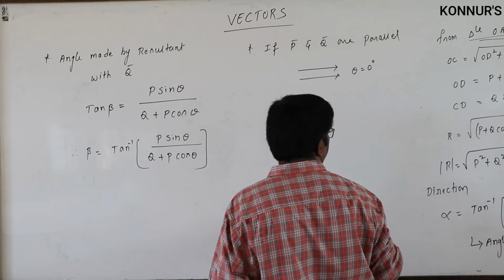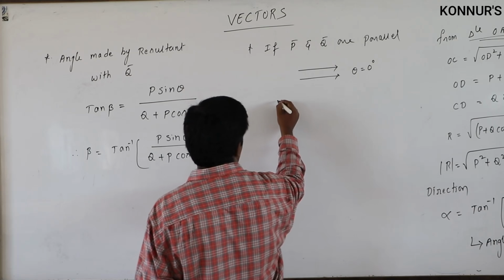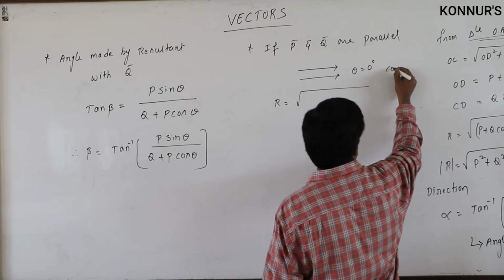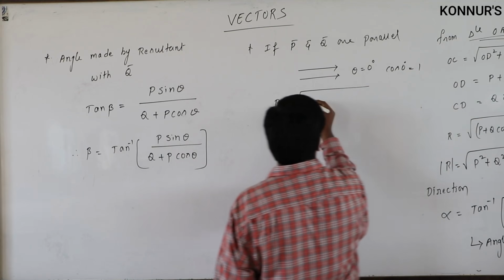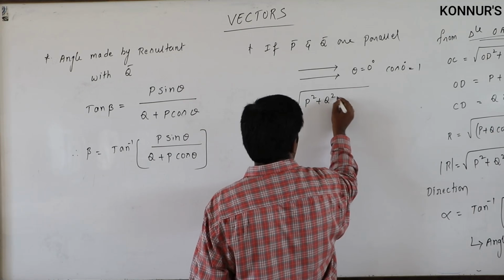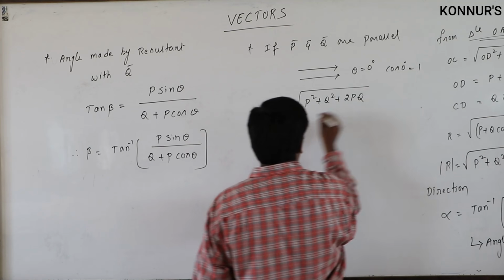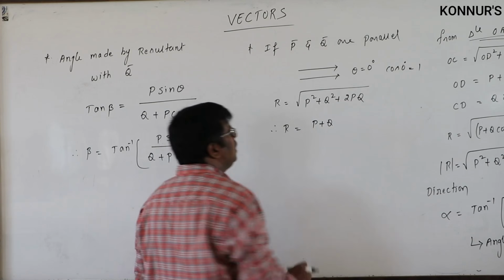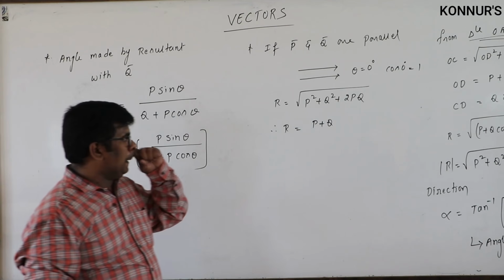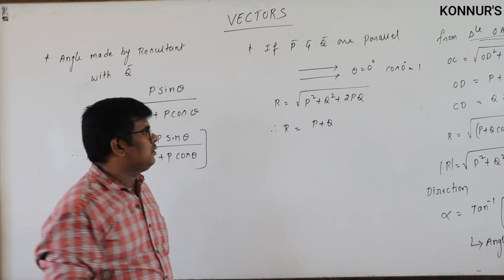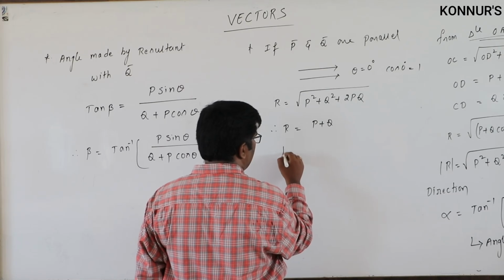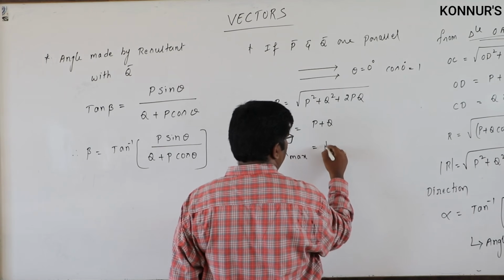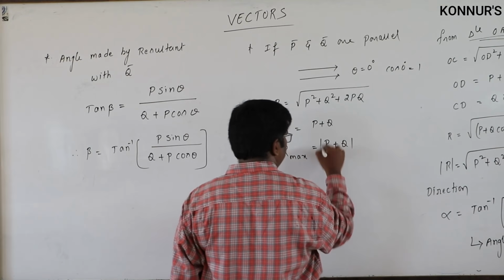If angle theta equals 0 degrees, you can say the resultant will be r equal to under root of p square plus q square plus 2pq cos 0. Cos 0 here is 1. Therefore, r equals p plus q. If they are parallel to each other, the resultant will be p plus q, and we can also call it r max, the maximum resultant, here p plus q.